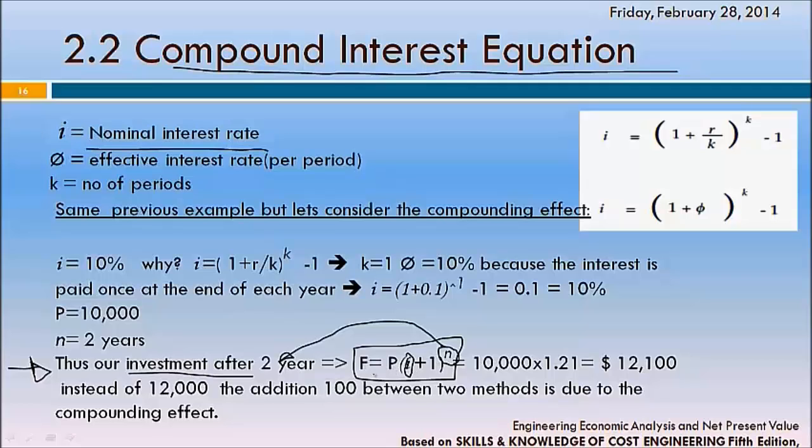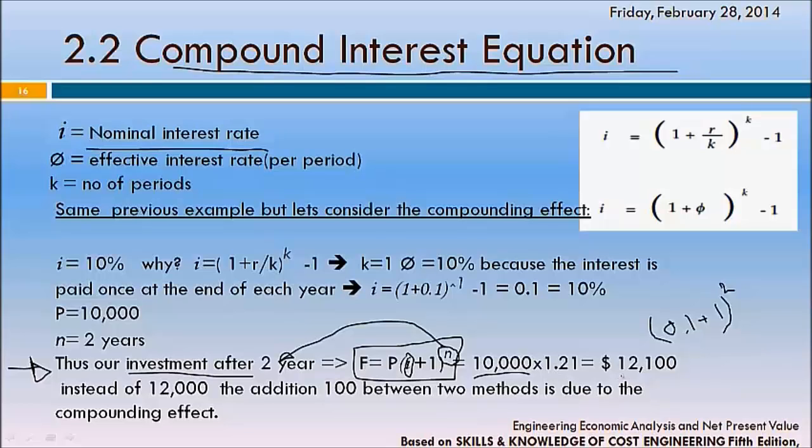And everything you can just put the numbers: 10,000 into 1 plus 0.1. Again, you're not going to put the percent, you're not going to put it as 10%, you're going to put it as 0.1. So 0.1 plus 1, all to the power 2. Try it on your calculator. This will give you 1.21 into the value of your money, your investment, P.